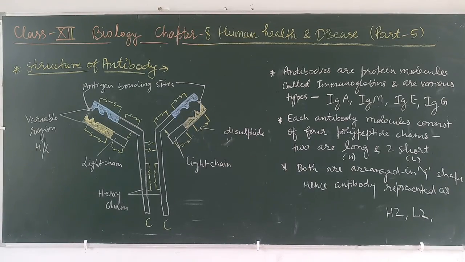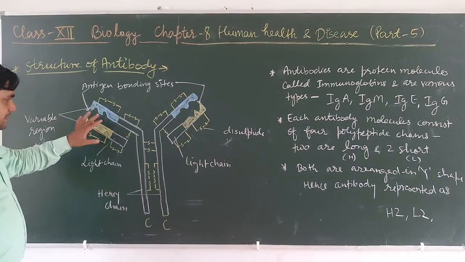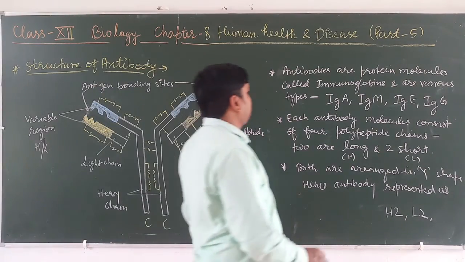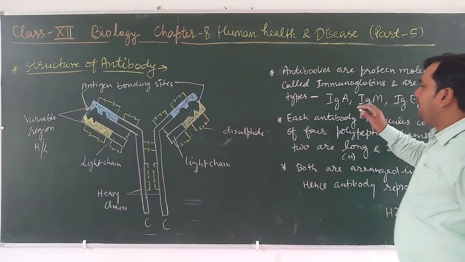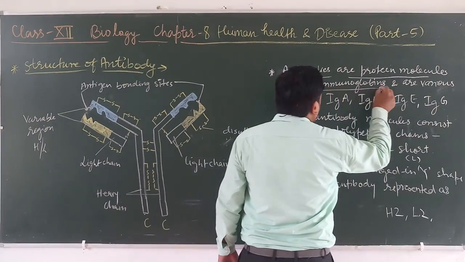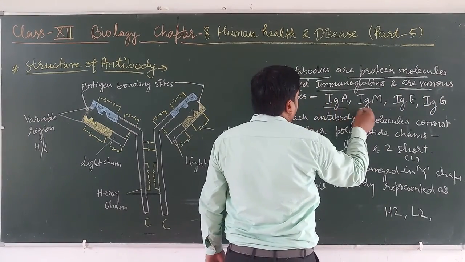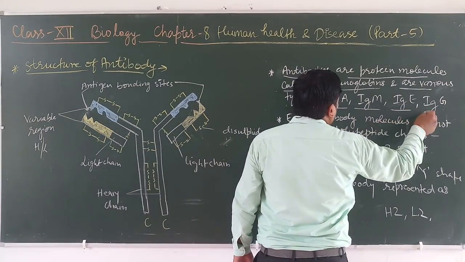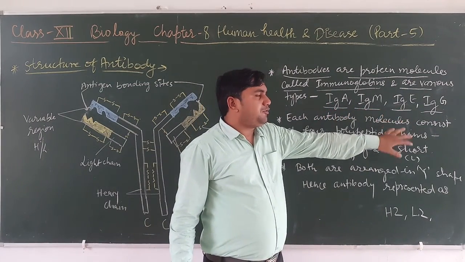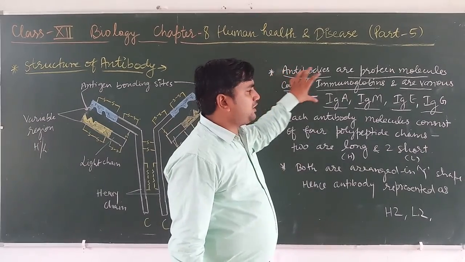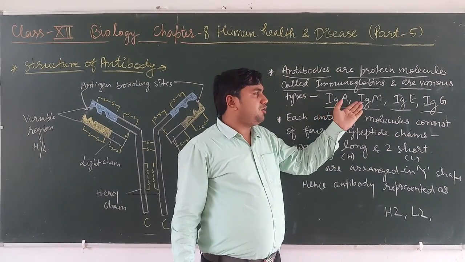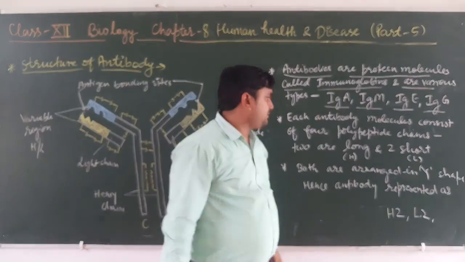Next is the structure of antibody. You can see here the structure of antibody. Antibodies are protein molecules called immunoglobulins, of various types: IgA, IgM, IgE, IgG, meaning immunoglobulin A, immunoglobulin M, immunoglobulin E and immunoglobulin G.